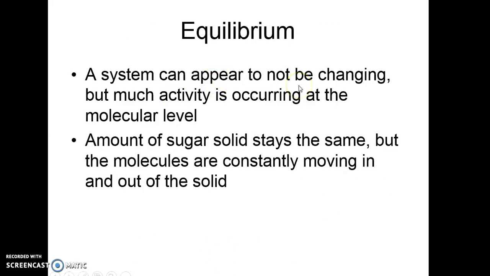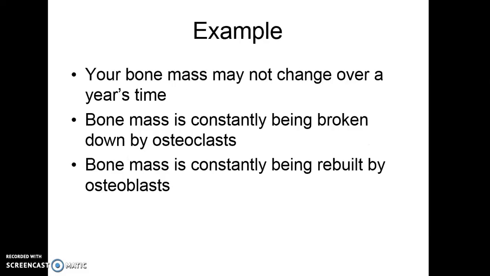A system may not be changing. For instance, once you dissolve lots of sugar in water and you look at it over time, you may say, but it's not changing, so no reaction is occurring. But there actually is a reaction occurring because the molecules are constantly coming in and out of that solid state. Some other examples: your bone mass isn't changing over a year's time, but your bone is constantly being broken down and being rebuilt. And so you have an equilibrium amount of bone, but there are these reactions of bone building and bone destruction all the time.